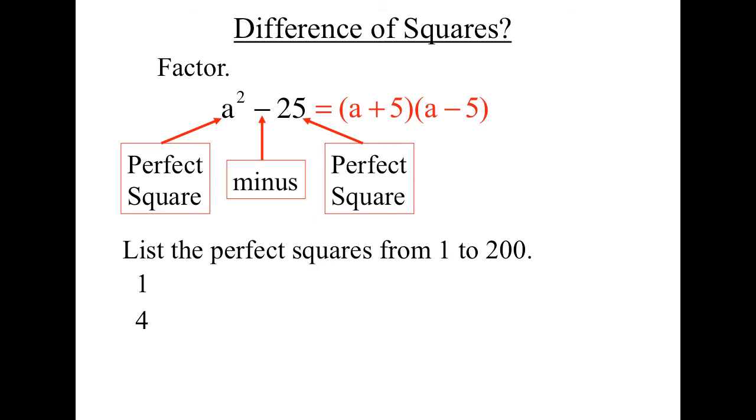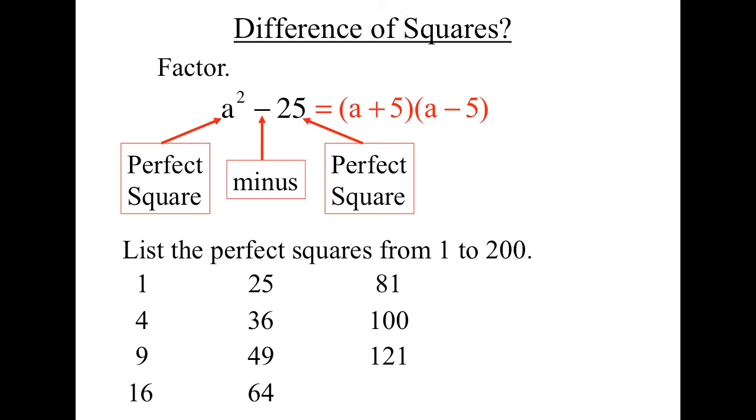The next one would be 9. That comes from 3 squared. The next one would be 16, then 25, then 36, then 49. The way I'm getting these is I'm just squaring the numbers in order. 1 squared is 1, 2 squared is 4, 3 squared is 9, 4 squared is 16. So after 49, we have 64, then 81, then 100. That's 10 squared. 11 squared is 121.